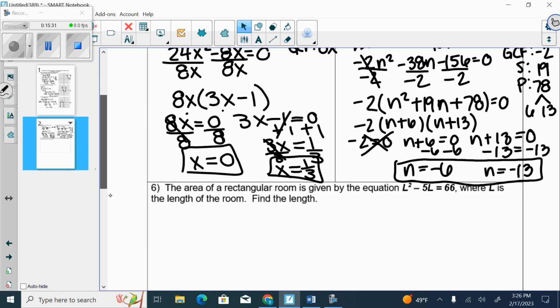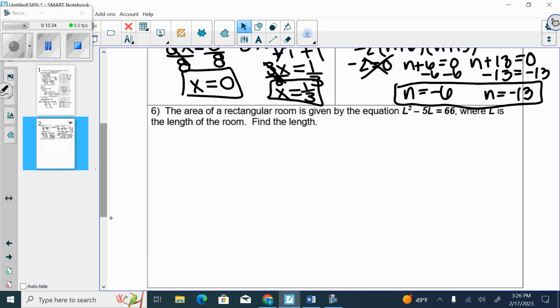All right, last one says that the area of a rectangular room is given by this equation where L is the length of the room and they want us to find L. So we're going to have to factor it just like these others. So right now, my equation is L squared minus 5L equals 66. What am I going to have to do to fix that equation? Very good. So I subtract 66 from both sides. And now I'm going to have everything in the right order. So I'll have L squared minus 5L minus 66 equals 0.